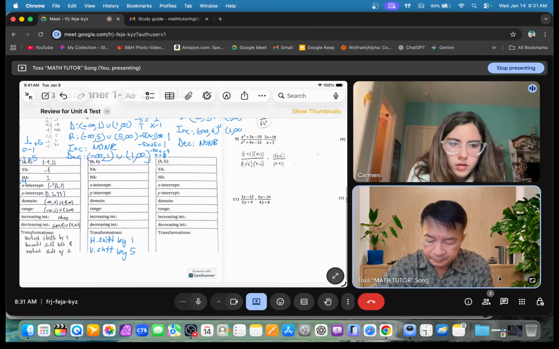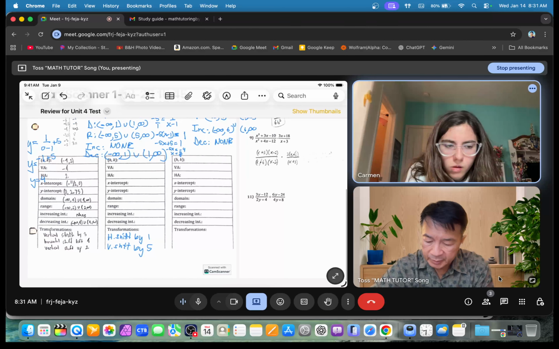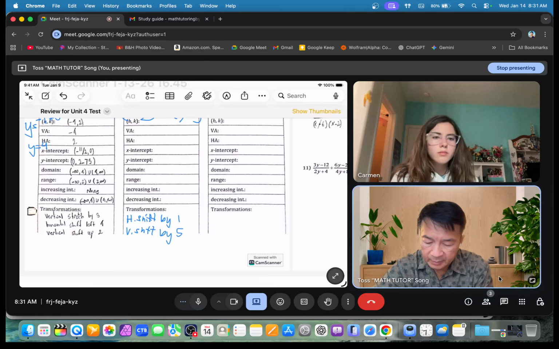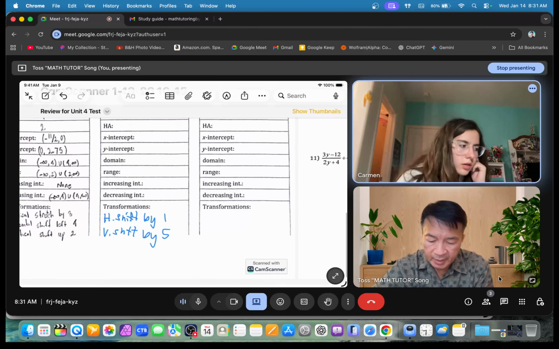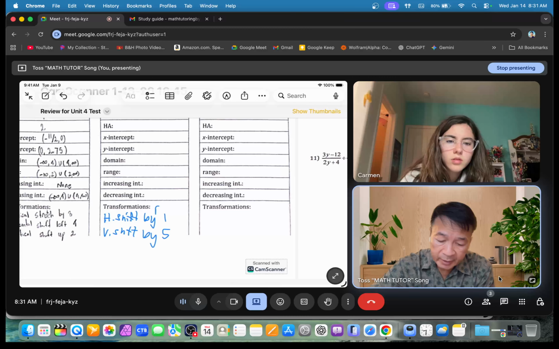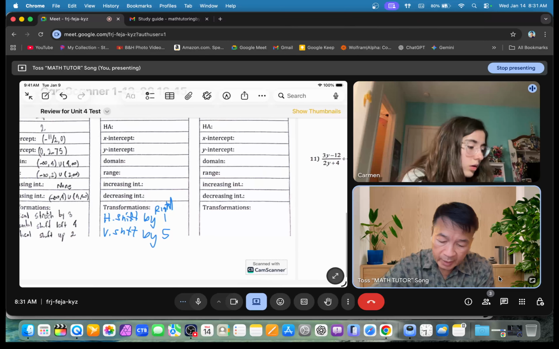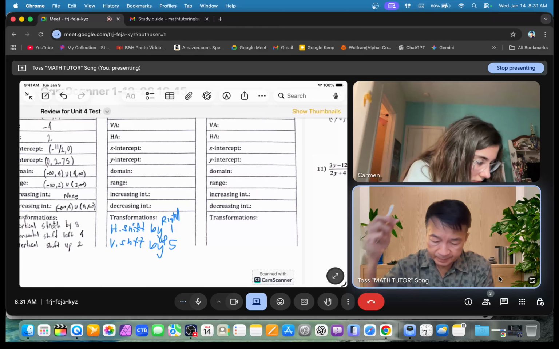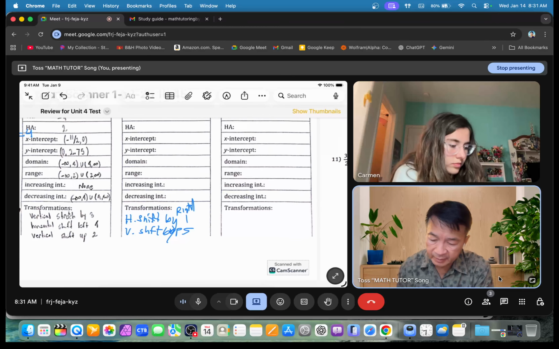Okay, and is that it? Let me double check. What did she do with this here? Vertical up 5. Yeah, I think that's it. Oh yeah, don't forget, not just by 5. You want to say horizontal shift right 1, and then vertical shift up 5. I'll try to mimic everything.